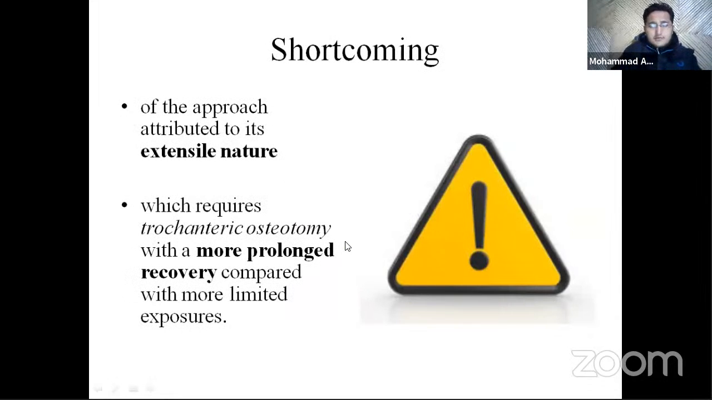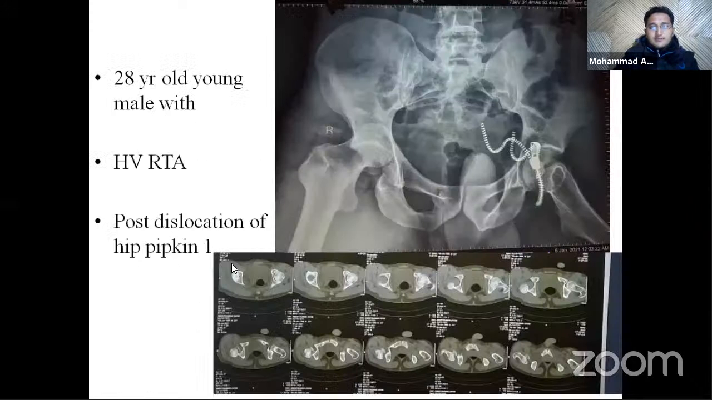There are certain shortcomings, of course, of this safe surgical dislocation because it is extensile in nature. It also requires a trochanteric osteotomy. There's a more prolonged recovery as compared to other procedures. So this is a case, a 28-year-old young gentleman who had met with a high velocity road traffic accident, had a posterior dislocation of the hip, and he had a Pipkin 1 femoral head fracture along with it.